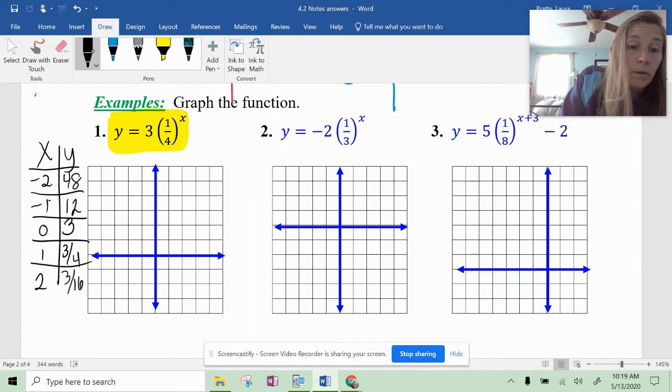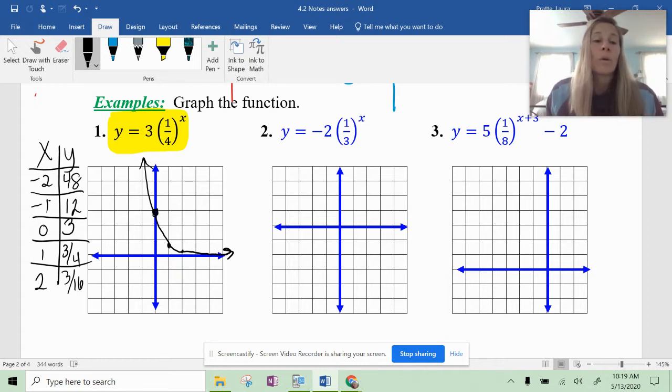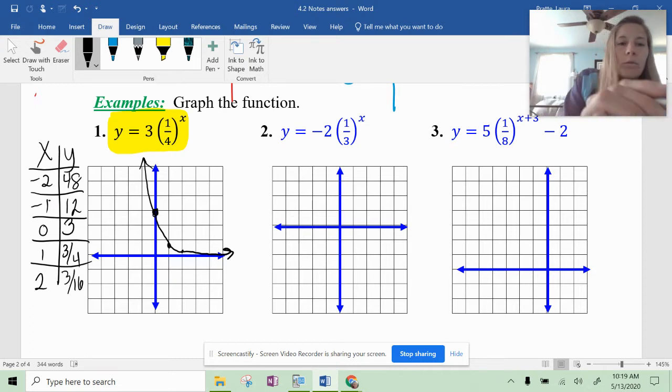All right, so that's not going to fit on the graph anyway. Either of those are. So I'm starting with (0, 3), (1, 3/4), (2, 3/16). And this is my graph. Like I said, there's no shifting for this one, so we don't have to worry about shifting left or right or up or down because the h and the k are not there. They're both 0.